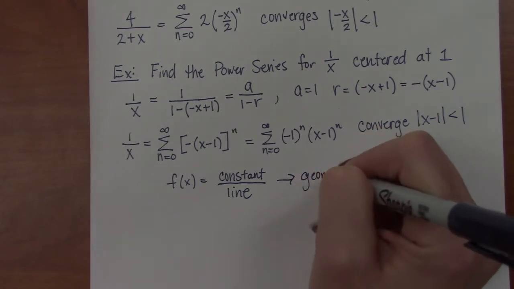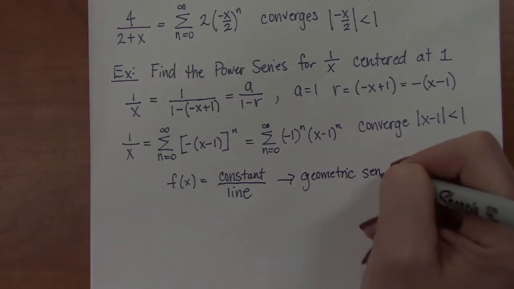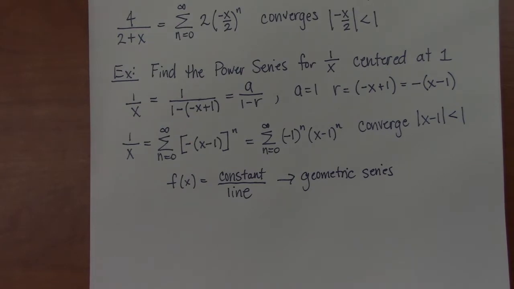then you can write it as a form of a geometric series. Algebra will always allow you to put it in the form of a over 1 minus r. So we saw with the one above where we had that 2 plus x, if we pulled the 2 out, that created the 1.